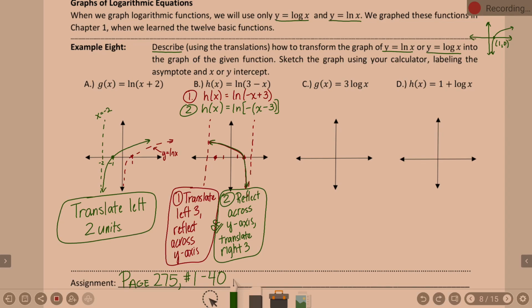Okay, let's look at C. G of x equals 3 log x. It's a vertical stretch. We have a number multiplied out front. It's a vertical stretch or compression or shrink, whichever word you want to use. Because 3 is a number bigger than 1, it is a stretch. So this is a vertical stretch by a factor of 3.